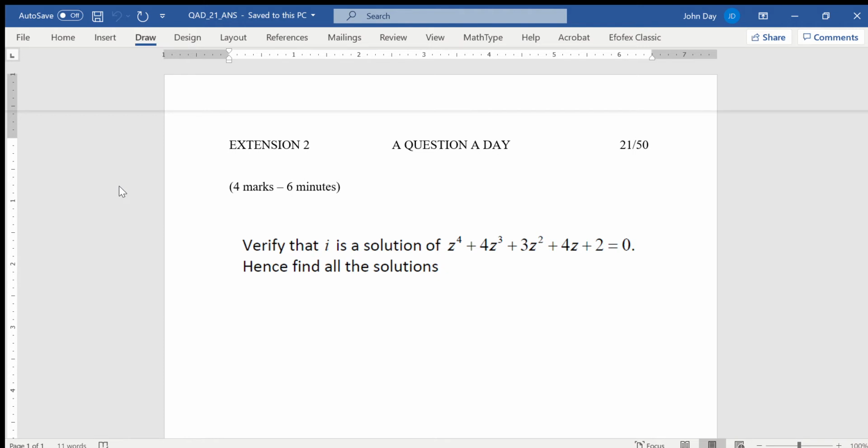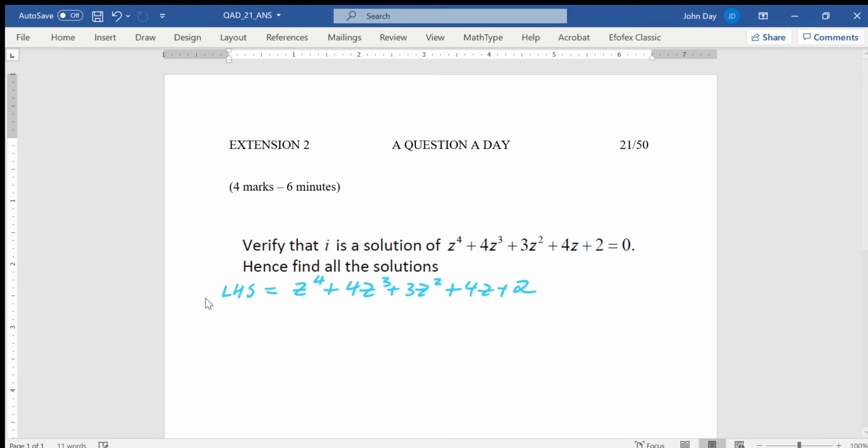Verify that i is a solution to that polynomial equaling zero, hence find all the solutions. To verify that anything's a solution, we need to substitute it in, don't we? So the left-hand side is z to the 4 plus 4z cubed plus 3z squared plus 4z plus 2. If you put i in there, you get i to the 4 plus 4i cubed plus 3i squared plus 4i plus 2.